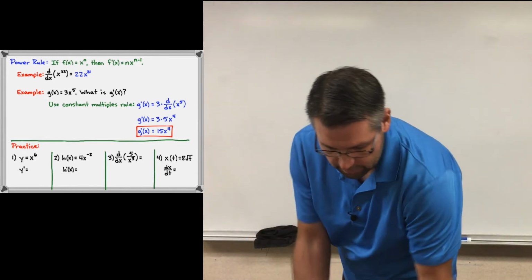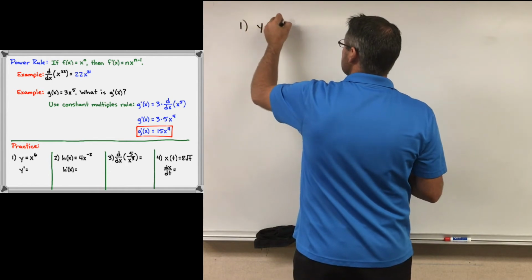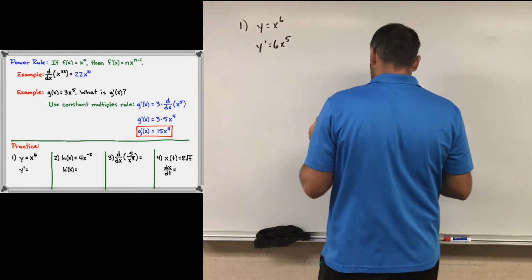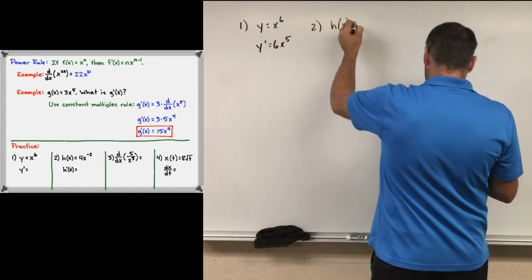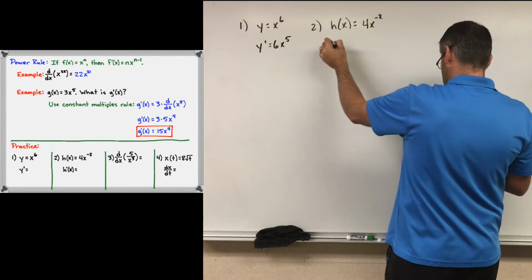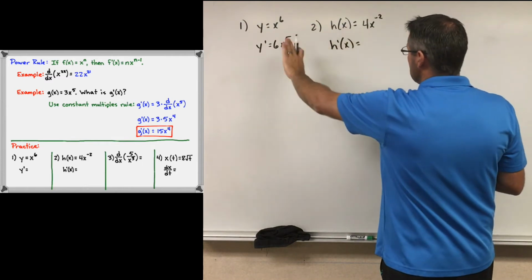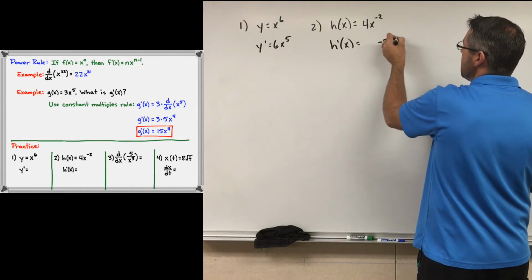For number 1, we're given a pretty easy one, I think. Number 1, it says y equals x to the 6th. So y prime should be 6x to the 5th. Number 2, h of x is equal to 4x to the negative 2nd. So therefore, h prime of x is going to be, now we could take the constant multiple out, take the derivative of x to the negative 2nd, which would be negative 2x to the negative 3rd.